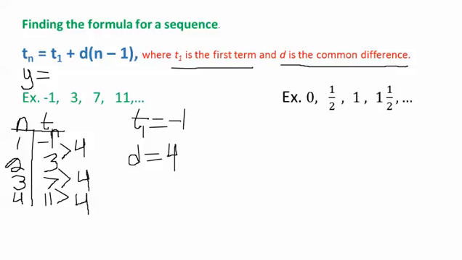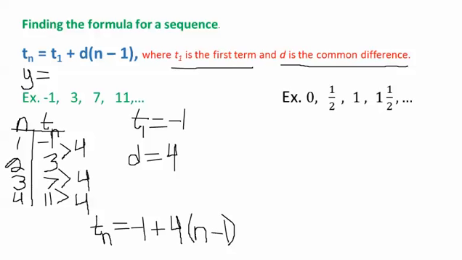Now, all you have to do is take these numbers and plug them into your original equation for finding your formula. So my formula is going to be t sub n equals my t sub 1, which we found to be negative 1, so I'm going to plug in a negative 1 there, plus my d, which was the common difference, we found to be 4. I'm going to put 4 in there. Open parentheses. That n is going to stay the same. That's like your x, and then minus 1. And there's my formula for this sequence.